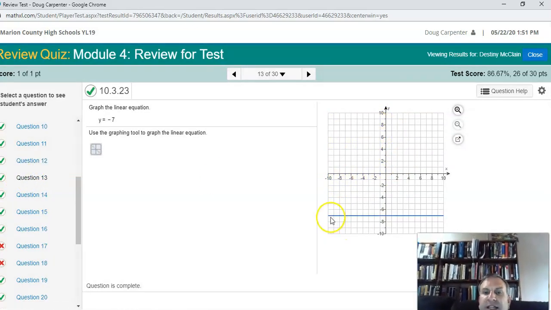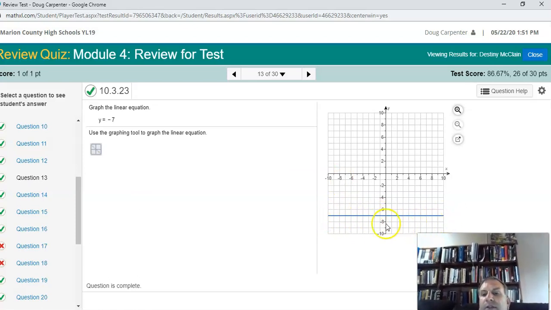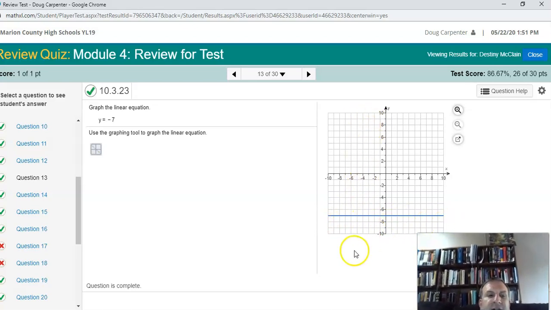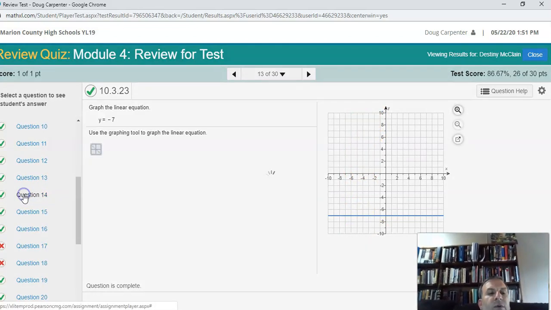All right, 13. Y is equal to -7. Right there. When it's y, it's a horizontal line, slope is 0. When it's x, it's a vertical line, slope is undefined. Okay, question 14.